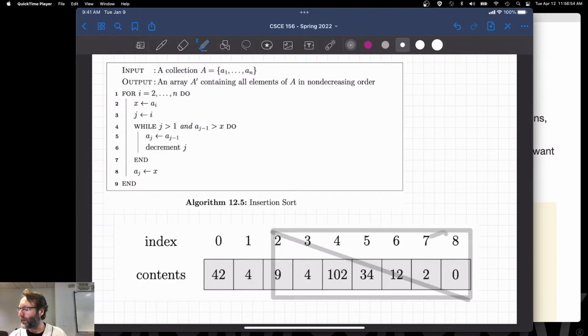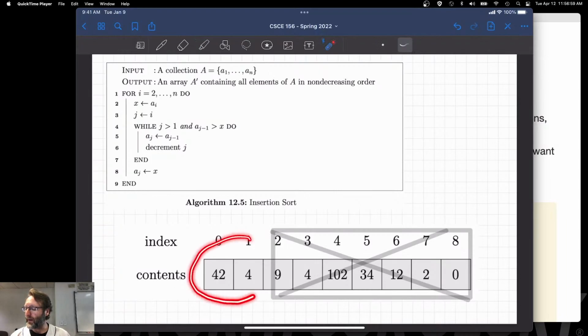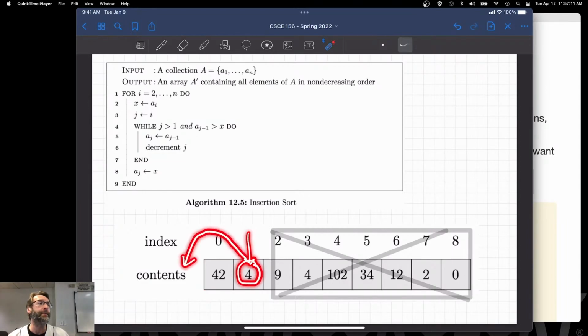Right. Ignore that. Now we're looking at an array of size 2 here, right? And we know that this part is sorted because that's where we started out. But now this part, that's not sorted. What we're going to do is take this and insert it where it needs to be. So we end up with what? 4, that's out of order with 42. So we swap those. And then 4 and 42, they're now sorted.